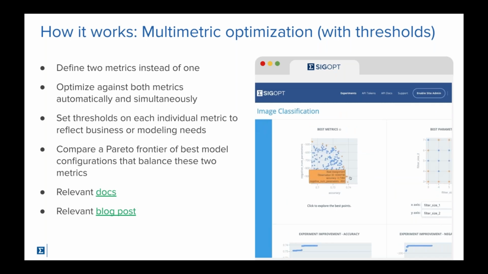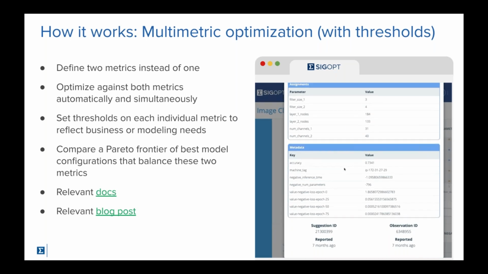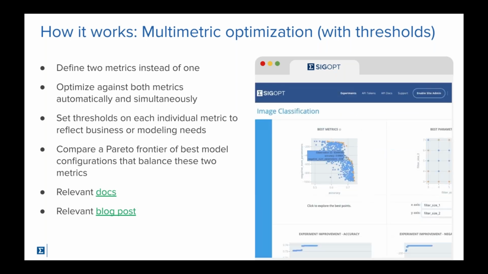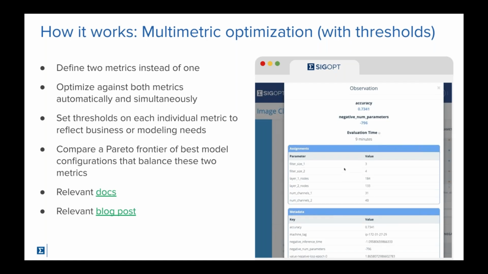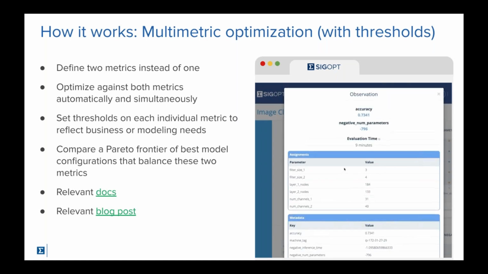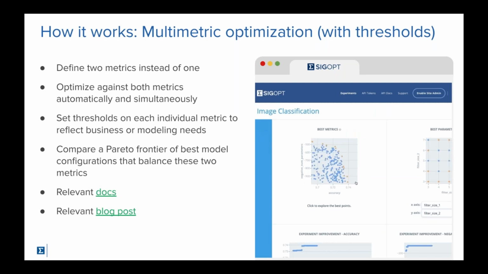So multimetric optimization is a way to say, instead of forcing you to make that decision up front, let's optimize these models to give you this efficient Pareto frontier, this efficient trade-off between these individual metrics that you as an expert can then go back to and select from after the fact.